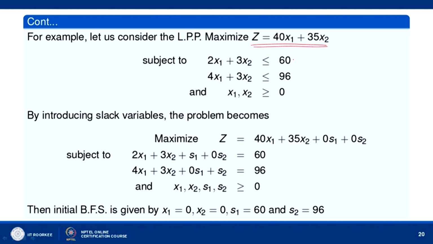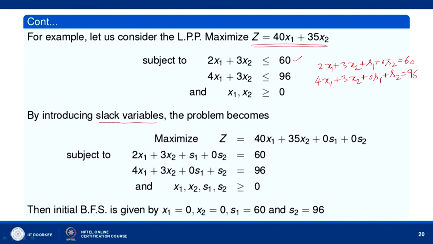Now, we are given two constraint equations: 2 x1 plus 3 x2 less than or equal to 60, and 4 x1 plus 3 x2 less than or equal to 96. We convert these constraints into equations by using slack variables. Because there are two equations, we need two slack variables, S1 and S2. By introducing slack variables, the first equation becomes 2 x1 plus 3 x2 plus S1 plus 0 S2 equal to 60, and the second we write as 4 x1 plus 3 x2 plus 0 S1 plus S2 equal to 96.